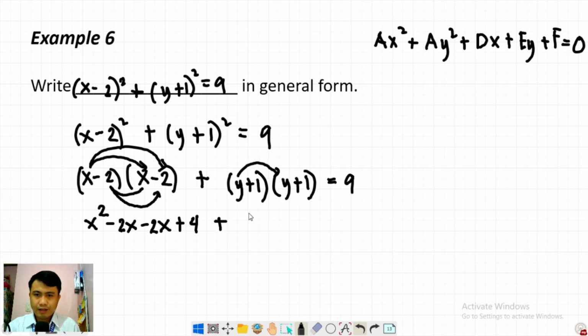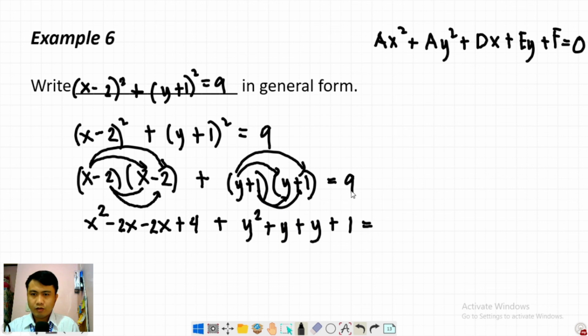y times y is y² din. y times 1 is, of course, 1 times y is y. And 1 times y again is y also. Plus 1 times 1 is 1. Equal yan, kopyahin natin si 9. Okay? So as you see, x², negative 2x minus 2x is, that is negative 4x plus 4.